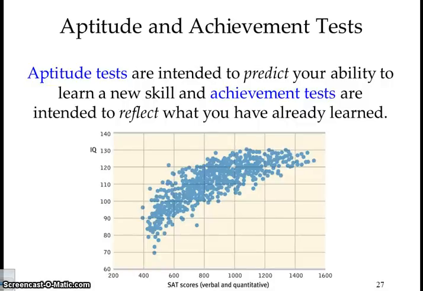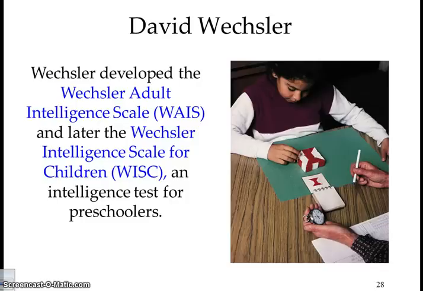So when we look at aptitude and achievement tests, aptitude tests predict how well you're going to do in the future. So the SAT is an aptitude test. Achievement tests are supposed to reflect on what you've already learned. So the ACT is an achievement test. It's testing you based on what you've learned in school up to that point.